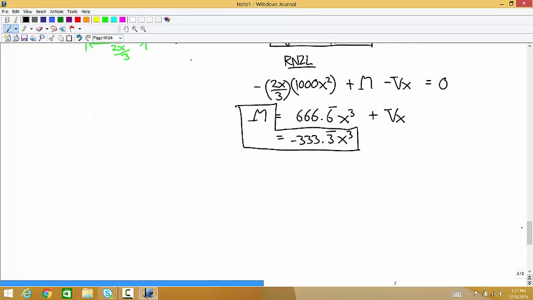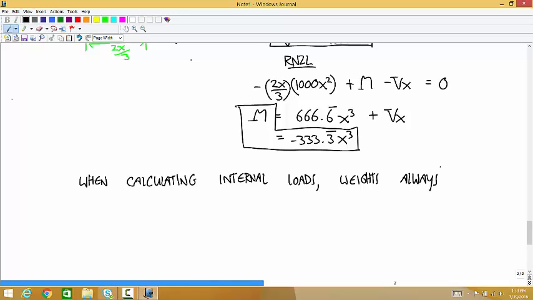One place that distributed loads are going to come up with internal loads is weights. So when we're calculating internal loads, weights always have to be treated as a distributed load.